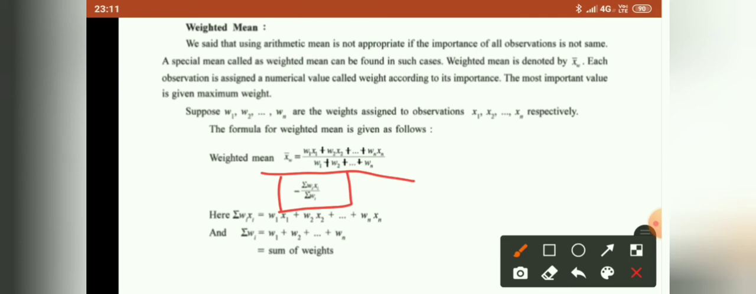You can also use this formula or you can use this. Any one formula you can use and solve the sum. Here, what does w mean? W is the weight and sigma w is the sum of all the weights. Now we will see the sum based on this theory.